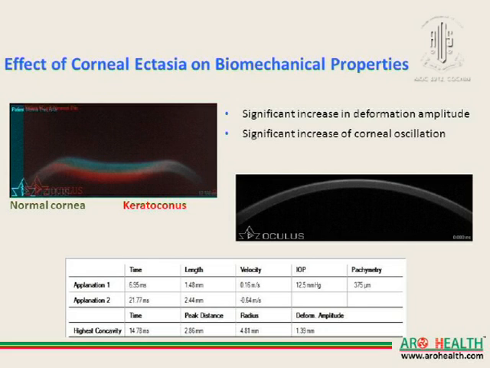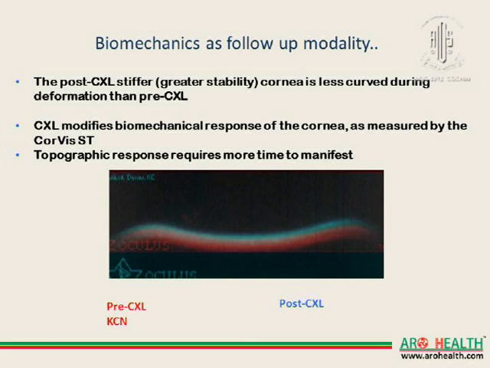The stiffer the cornea, the less it would deform. The weaker the cornea, the more it will deform, and there will be a significant increase in corneal oscillation. This modality has been used extensively to study the effect of collagen cross-linking in the cornea.